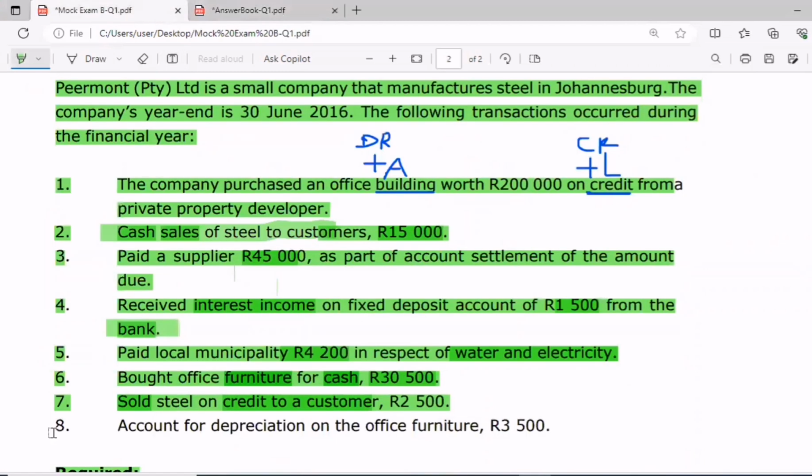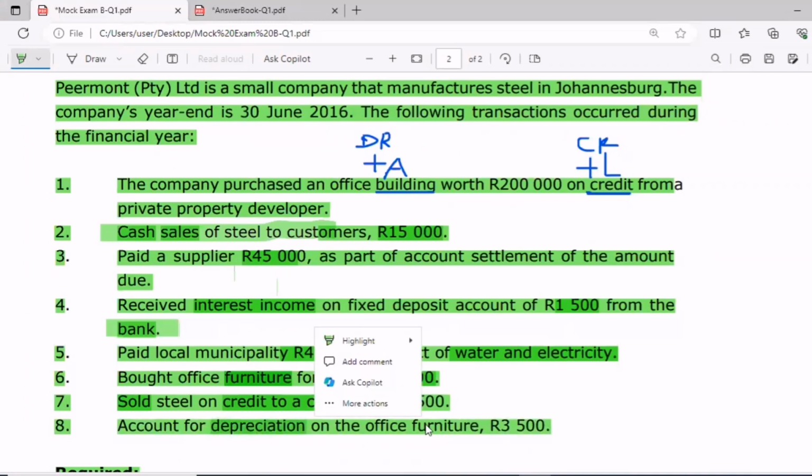And then the last one, number 8. This is the last one. Account for depreciation on the office furniture, 3.5. So guys, we know, okay, 2 accounts affected, it's depreciation and furniture. So guys, we know that the depreciation amount reduces the value of our assets. So the value of furniture will be reduced because of the depreciation. And the depreciation is an expense account. So all expense accounts decrease the value of equity. So now how do we show this in the equation?